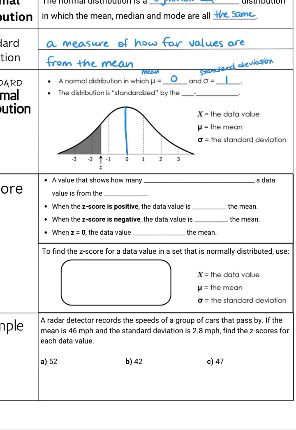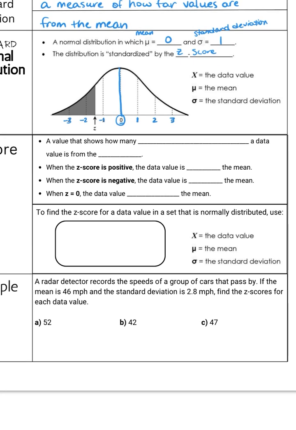The distribution is standardized by the z-score. So that means that rather than having normal numbers down here, we always start with our mean in the middle. And as we go up from the mean, we increase by a certain amount each time. And on a normal curve, we're going to give those amounts just a 1, a 2, or a 3. And if they're under the mean, we give them a -1, a -2, or a -3.